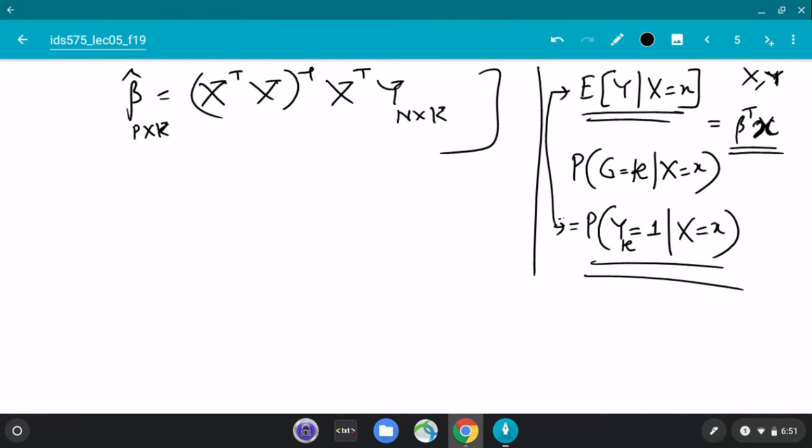But this probability that y_k is equal to 1 is exactly equal to the thing in the center, which is the probability that G is equal to k given X equals x, right? Because when y_k is 1, all other coordinates should be 0, which is G equal to that little k class, right?